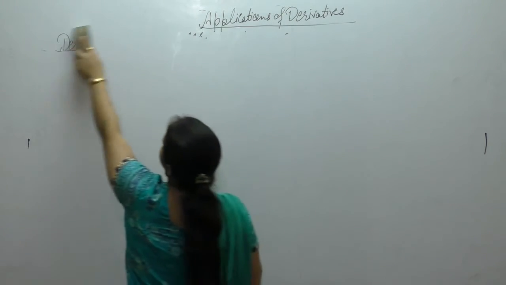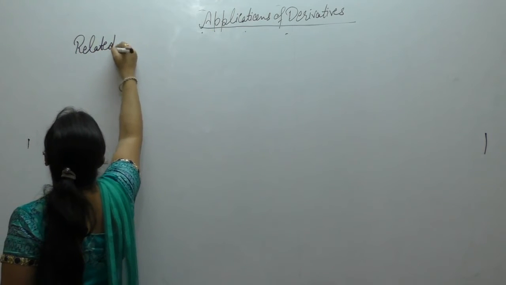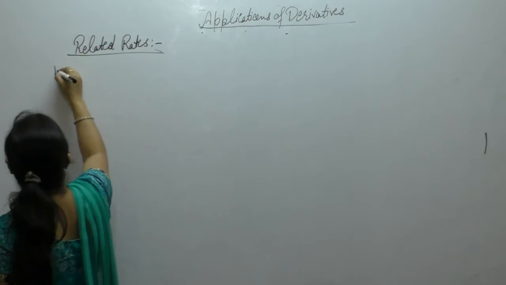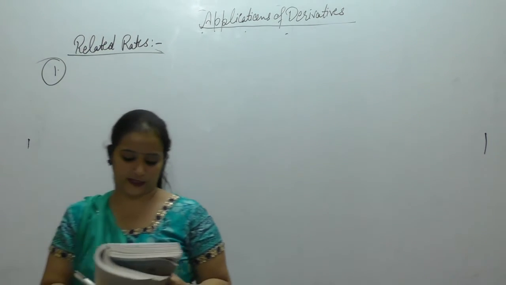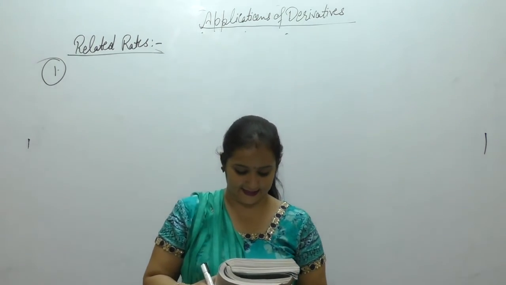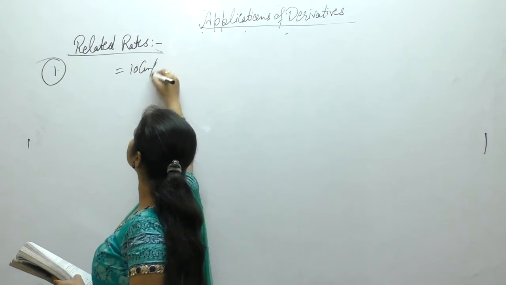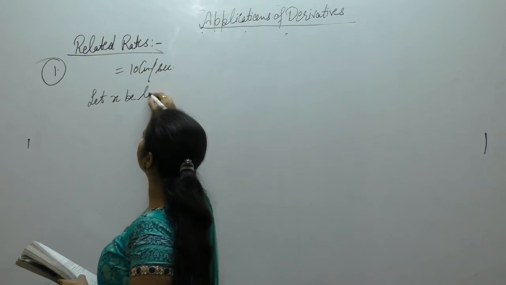Now the next is related rates. Questions on related rates. Let us start. An edge of a variable cube is increasing at the rate of 10 centimeter per second. Let x be the length of the edge of the cube.